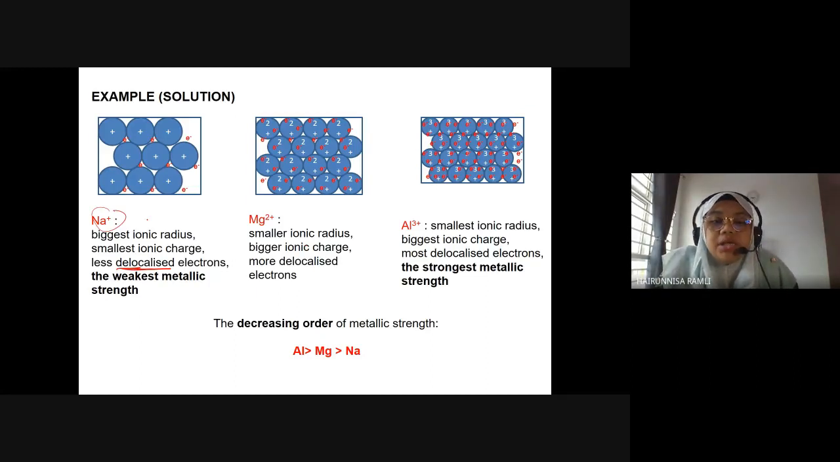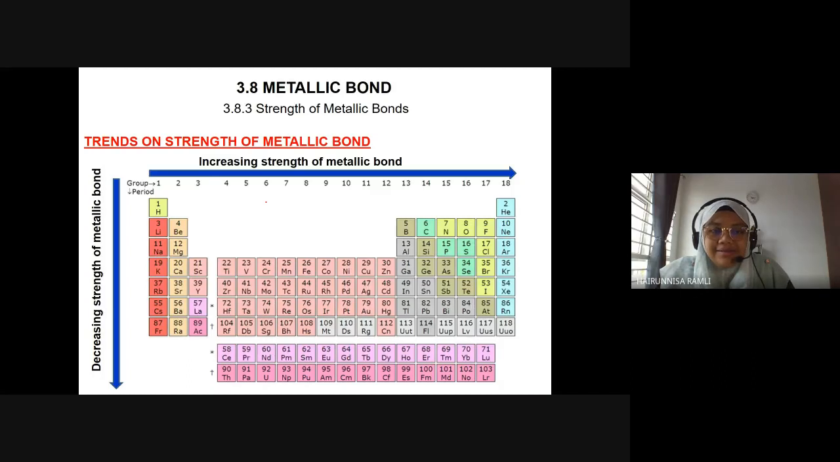Okay, so this is because there is only 1. The one in the middle, its size is a bit smaller than positive 1 and its charge is a bit higher. But if you have Al3+, of course its size is even smaller and its charge is even higher. So this has the most delocalized electrons compared to the others and it has the strongest metallic strength. Okay, clear? Simple for this strength. This is the trend of the strength of metallic bond. So basically across the period, strength increases and down the group, strength decreases.